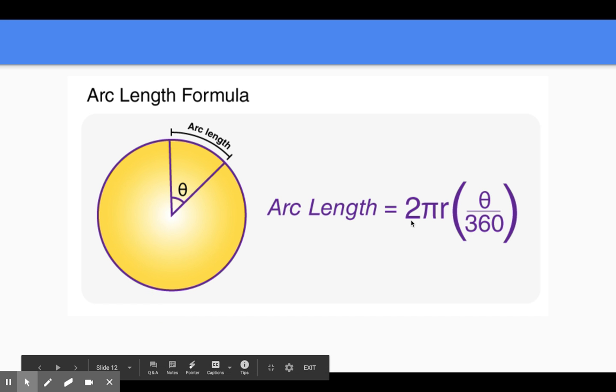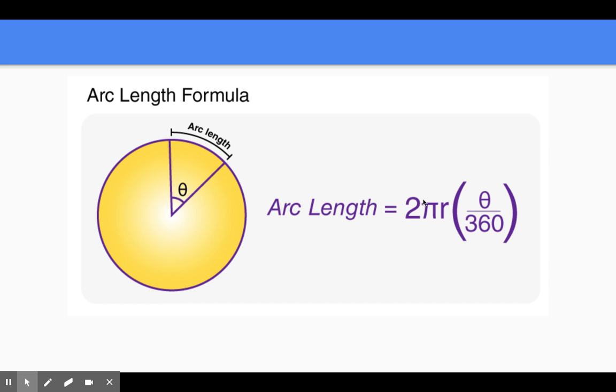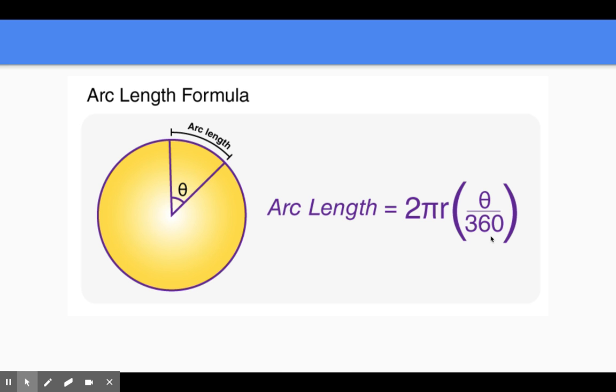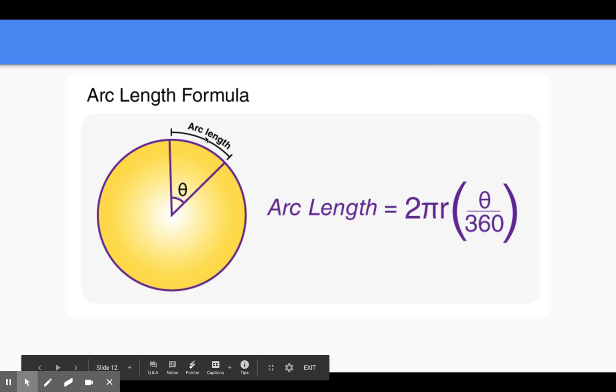Okay, and here is a nicer picture of what that is. So arc length is equal to 2 pi r, because that is the equation for the circumference, times theta, which is the angle, divided by 360, right? And that kind of makes sense. If we know the degrees of the angle and divide that by 360, that makes up the percentage of the circle. And then if we multiply that percentage by the circumference, that would give you that percentage of the circle, which is that arc length.